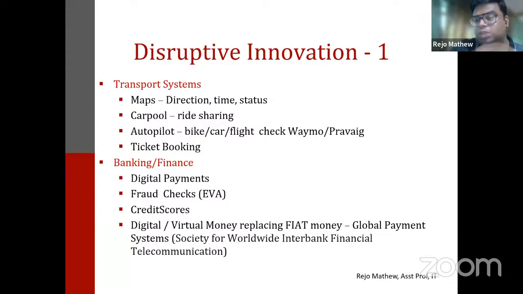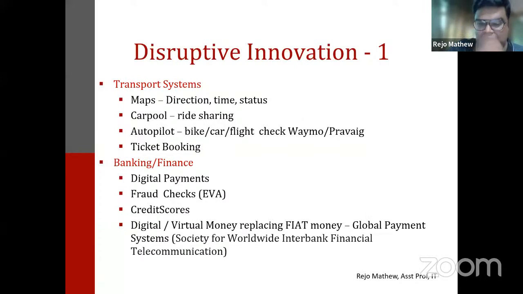You must have heard this particular term, SWIFT. You know about the recent happenings between Russia and Ukraine, and there you must have heard the term SWIFT, where the US, or NATO, was able to keep Russia out of SWIFT, the global payment system, blocking a particular country. All these things are possible because of AI.